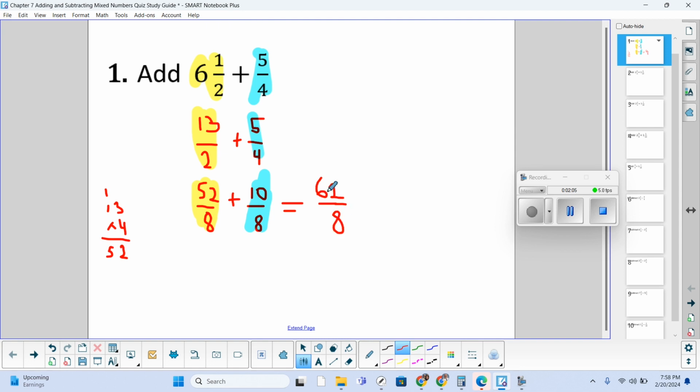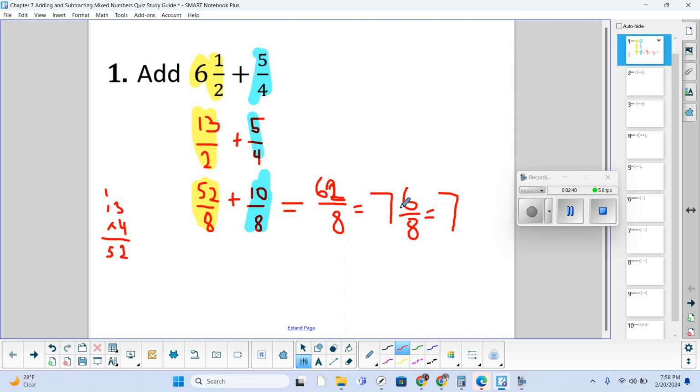That's an ugly 2. Well, let me change that. 62 over 8. So how many times does 8 go into 62? Well, 8 times 8 is too much. That's 64. So 8 times 7 is 56. So 7 with a remainder of what? 6 left over. So 7 and 6 over 8.